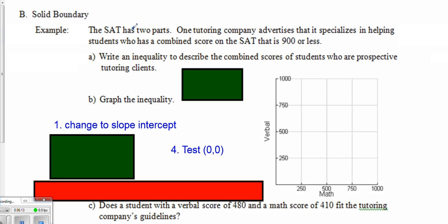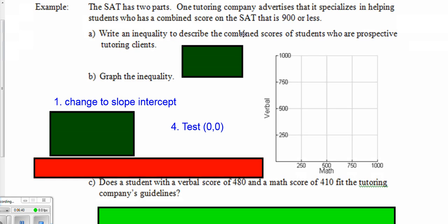The SAT has 2 parts. This is a little bit older. I think it actually has 3 parts now, but back then it had 2 parts. Now there's a tutoring company that advertises it specializes in helping students who have a combined score of 900 or less. So first we're going to write an inequality to describe the combined scores of students who are prospective tutoring clients. So students who this place would help out.